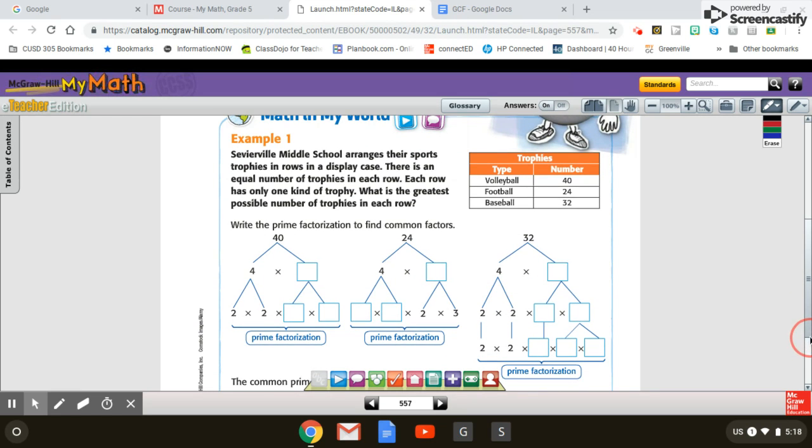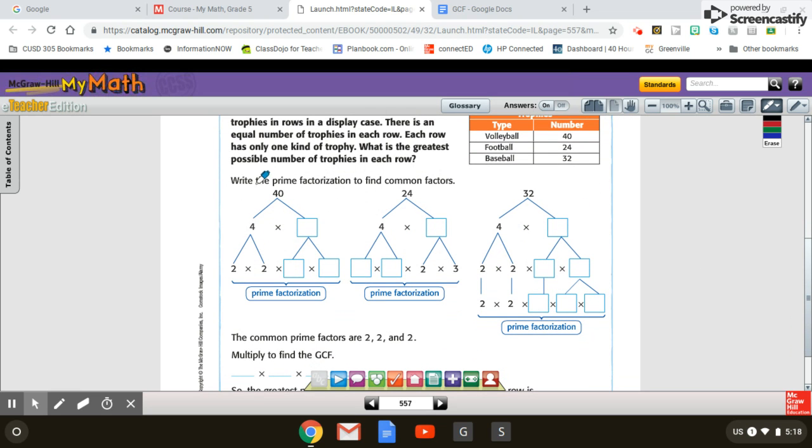Okay, so we have the prime factors of 40. What times 4 is going to give you 40? 10. Okay, so we have 4 broken down into 2 times 2, which are both prime numbers. We're going to circle both of them. Then we're going to move on to the 10. What times what gives you 10? Well, it's 2, which is a prime number, and 5, which is a prime number. So we know that our prime factorization of 40 is 2 times 2 times 2 times 5. Okay, so that's our first one.